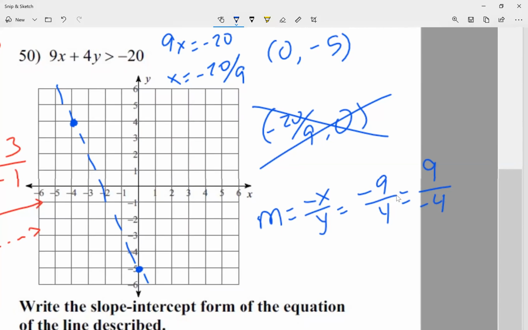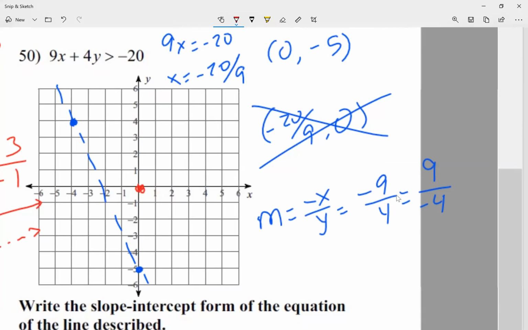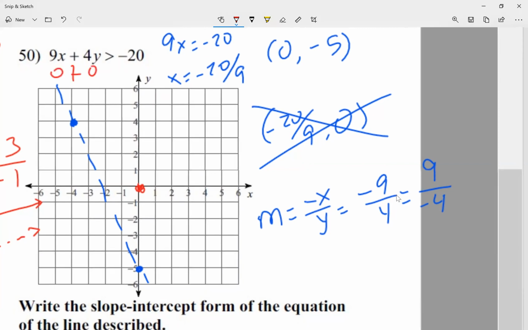Now I got to shade one side. I like to use the point (0, 0) because it's easy to work with. X equals 0, Y equals 0. So what do I mean with that? 0 plus 0. The X term, the Y term, they're both 0. 0 plus 0 is more than negative 20. So is 0 more than negative 20? If it makes sense, yeah, shade that side. If it doesn't make sense, shade the other side. In this case, it does.